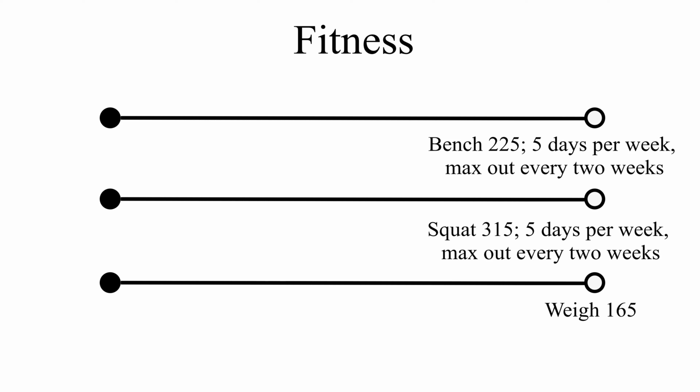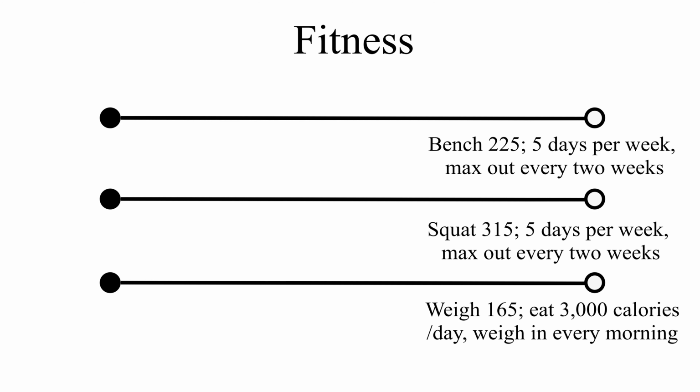Next, we're going to make it measurable. How can we actually achieve this goal, and how can we show for it? For lifting more weight, let's start by going to the gym 5 days a week and maxing out every 2 weeks on those 2 workouts. For gaining more weight, let's start by eating 3,000 calories a day and weighing yourself every morning.